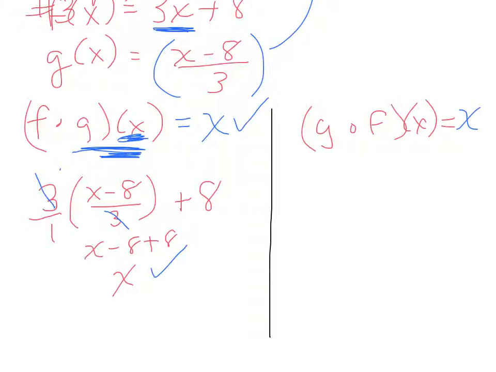So g of f of x. I have to pick up the f function this time because that's what's closest to the x. The f is 3x plus 8. So pick that up. Here's the g function. You're going to put that right there. 3x plus 8 goes right there. So I have 3x plus 8 minus 8 all over 3.